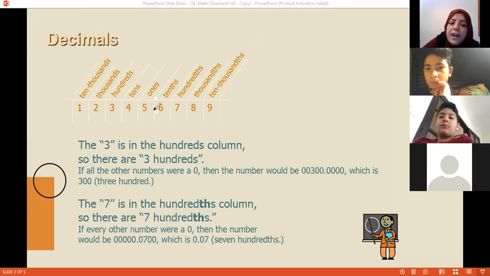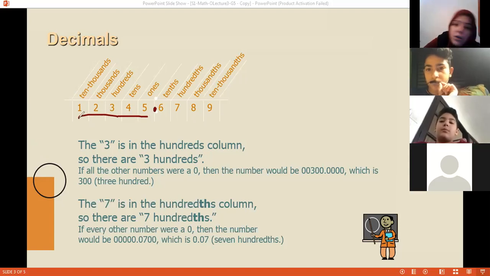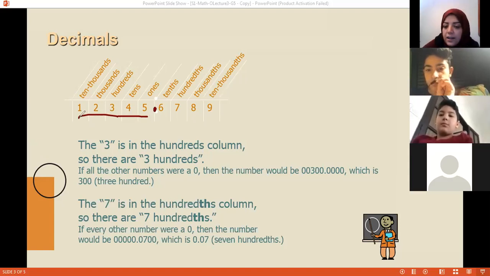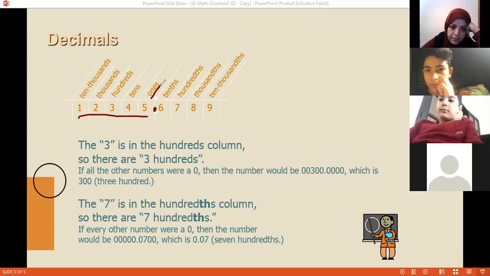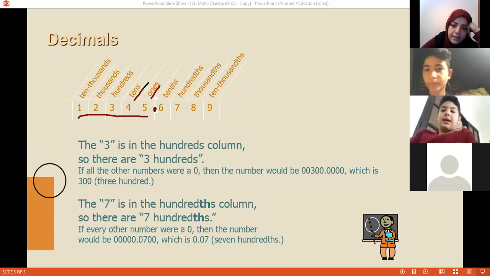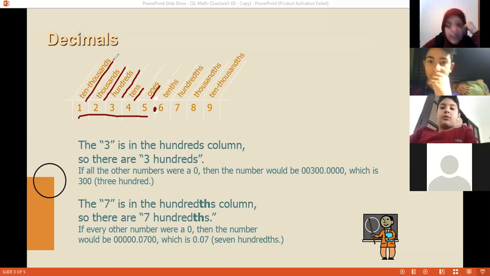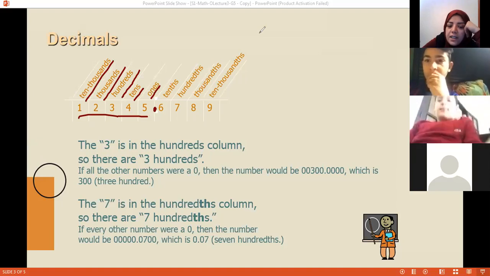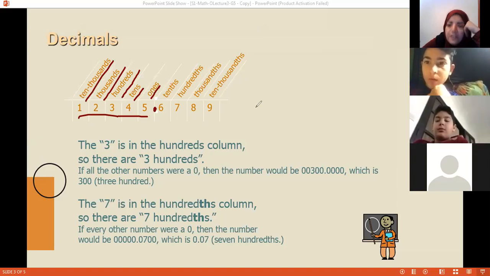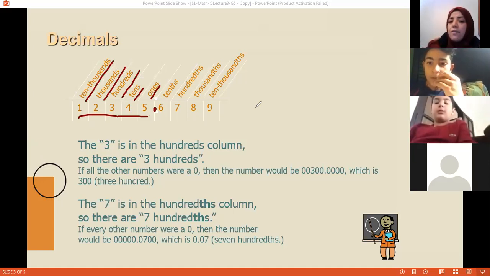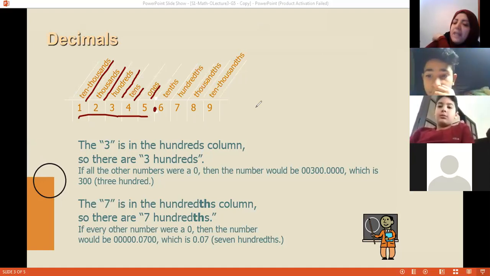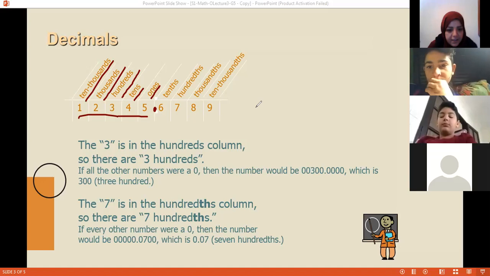So suppose I have here a point. Let us first talk about the whole part. Did you see the whole part? What's the first digit? Ones. Then tens, hundreds, thousands, ten thousands. What do we have after ten thousands? Hundred thousands, then millions. Very good. After hundred thousands, we have 1 million, 10 million, 100 million, and so on. So you still remember them, right?